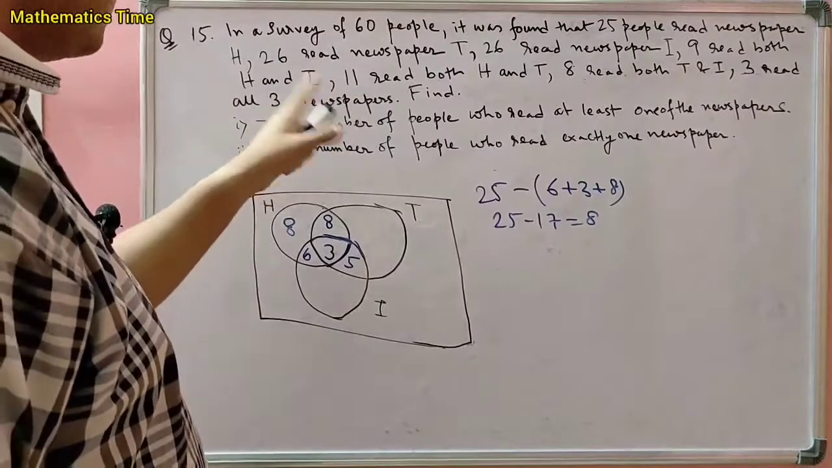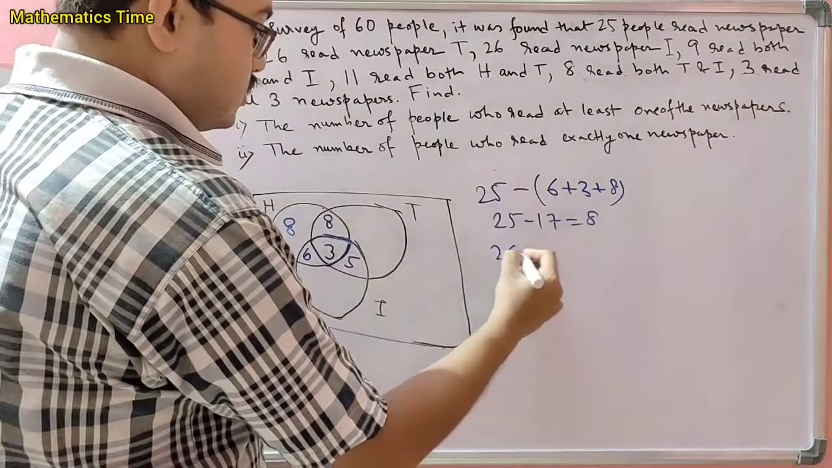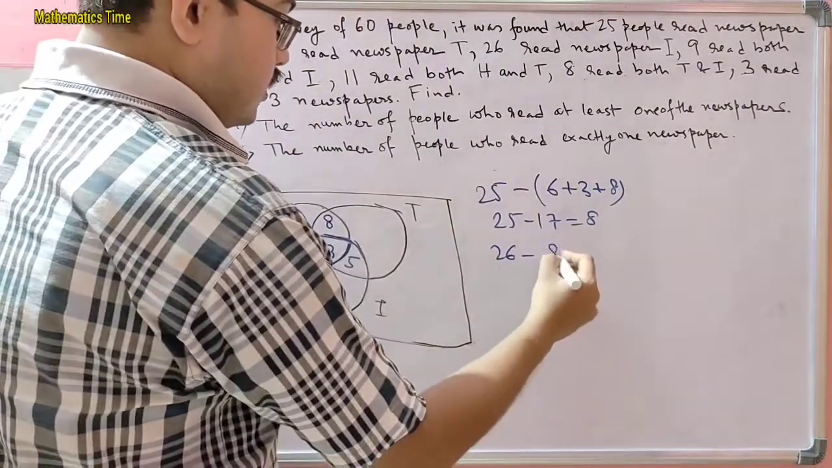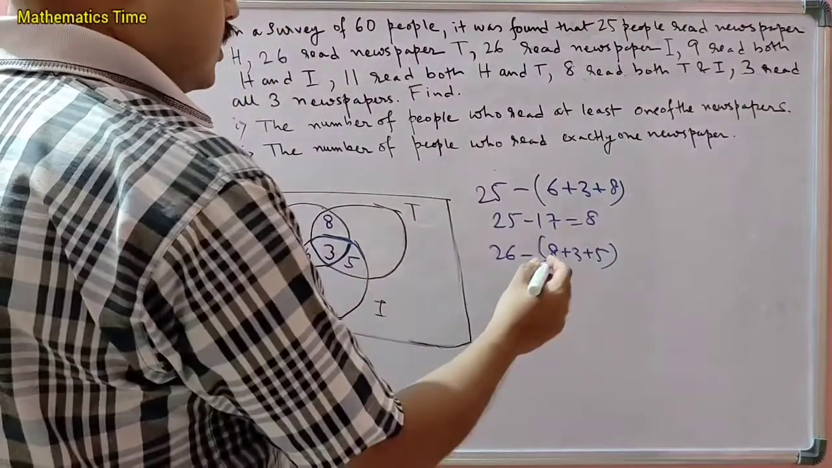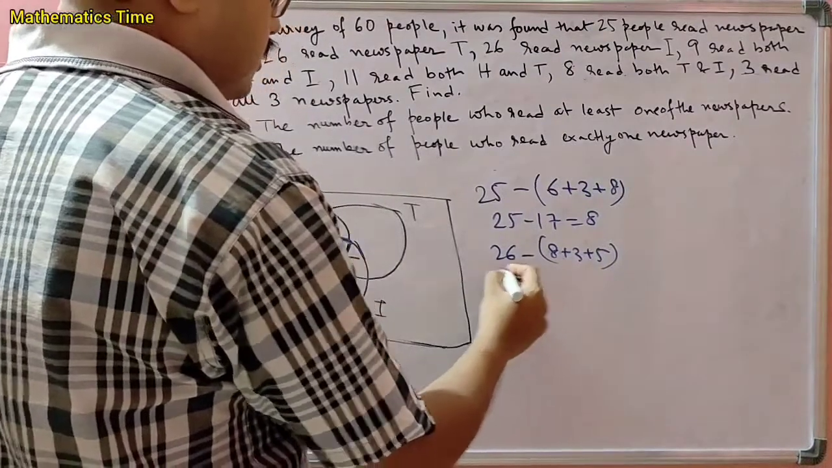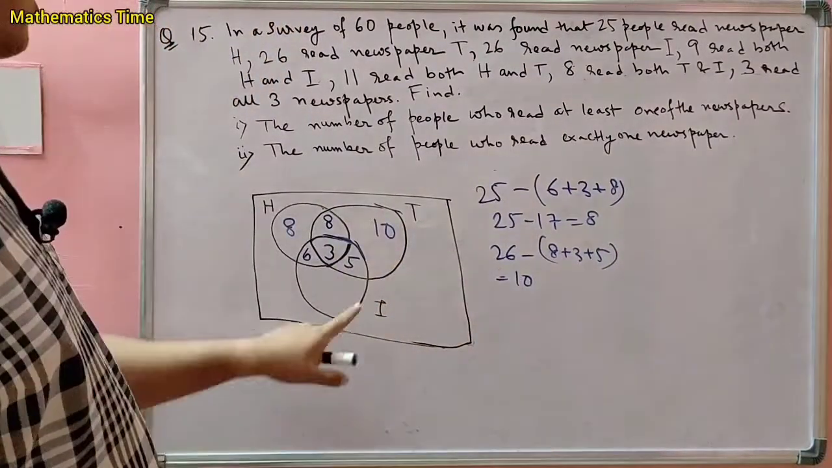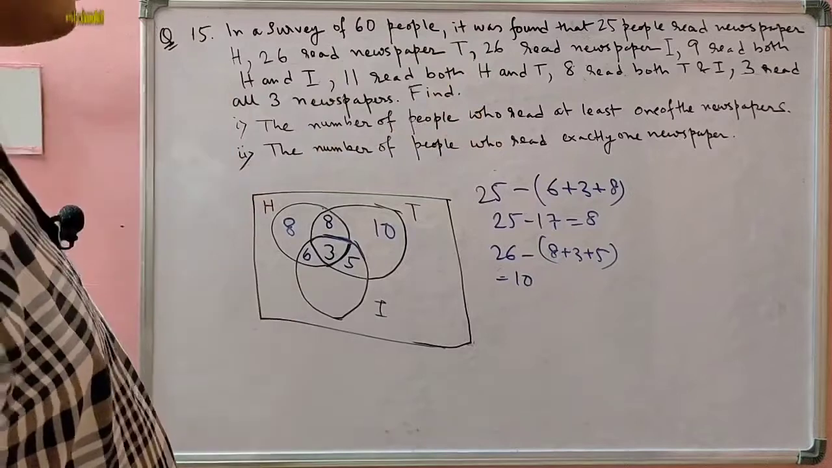Similarly 26 read newspaper T. That is 26 minus 8, 3, 5. 8 plus 3 plus 5, that means it's 11 plus 5, which means 16. So it will be 10. This will be 10.